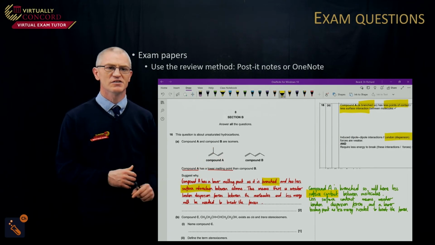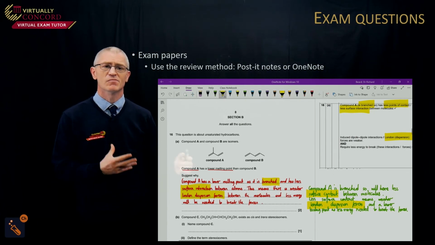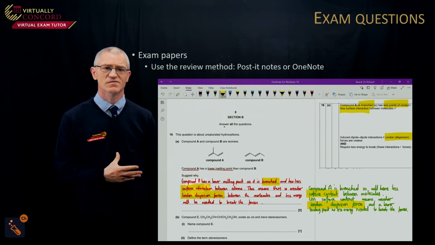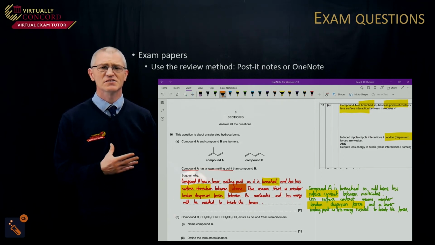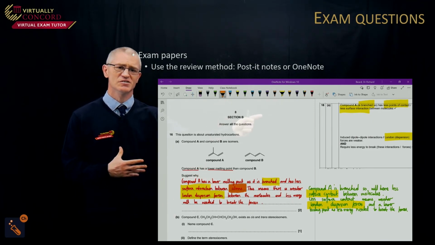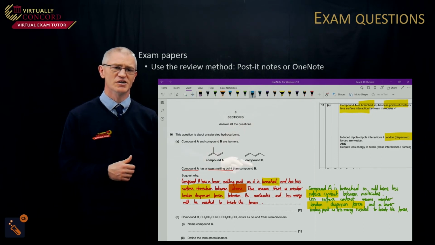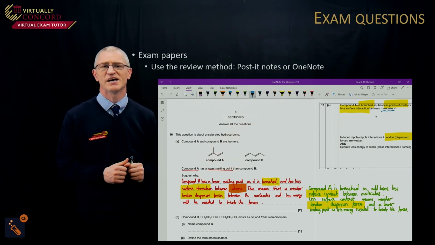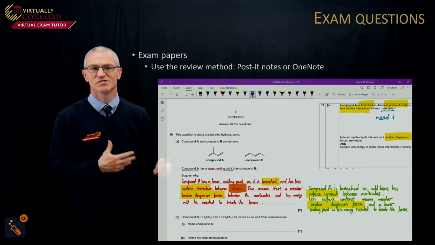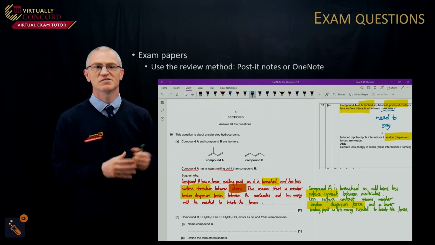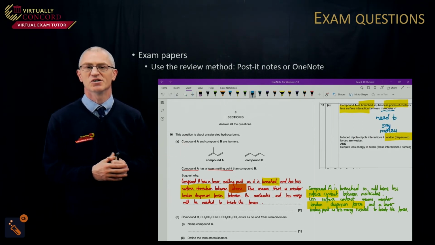Okay, but then I notice the London dispersion forces. I think that's fine as well. Okay, but I also notice the fact that I have done atoms here. So I've done atoms, whereas on the mark scheme it says molecules. So on one of my answers I've put molecules, and one of them I put atoms. So that's clearly an area which I need to highlight. So I've said I need to say molecules in my notes.